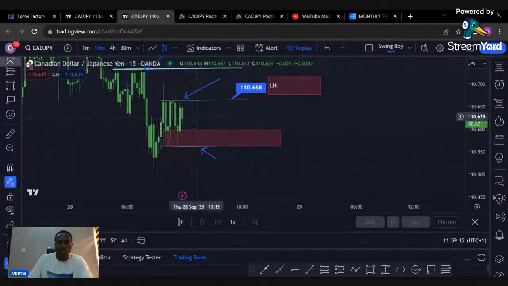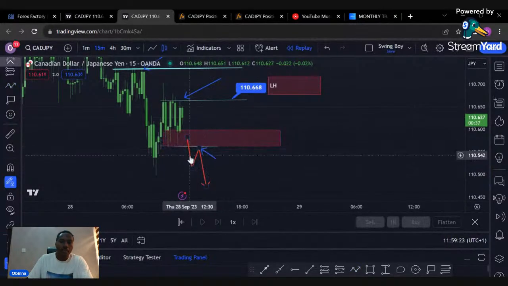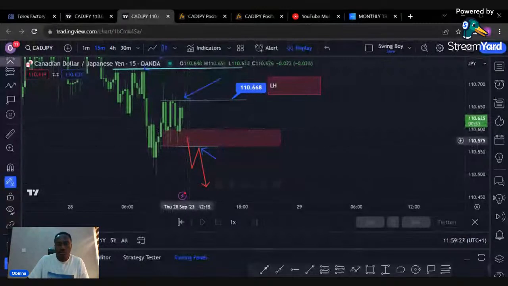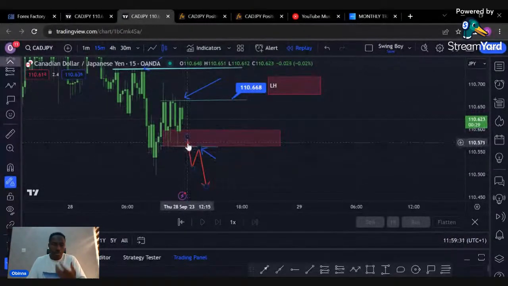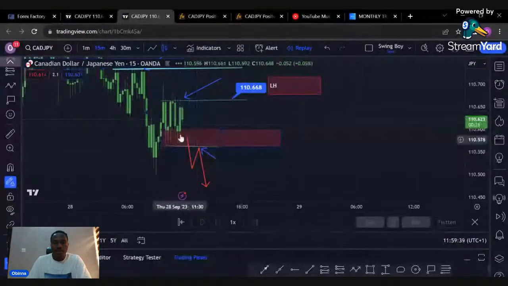Another option to take trades is when price breaks the lower low, then retests, you can now look for another selling position. Okay, so you want price to significantly break this area. You want a strong bearish candle to show that the pressure, the momentum of the sellers is still in the market. So that's what you want to do here.